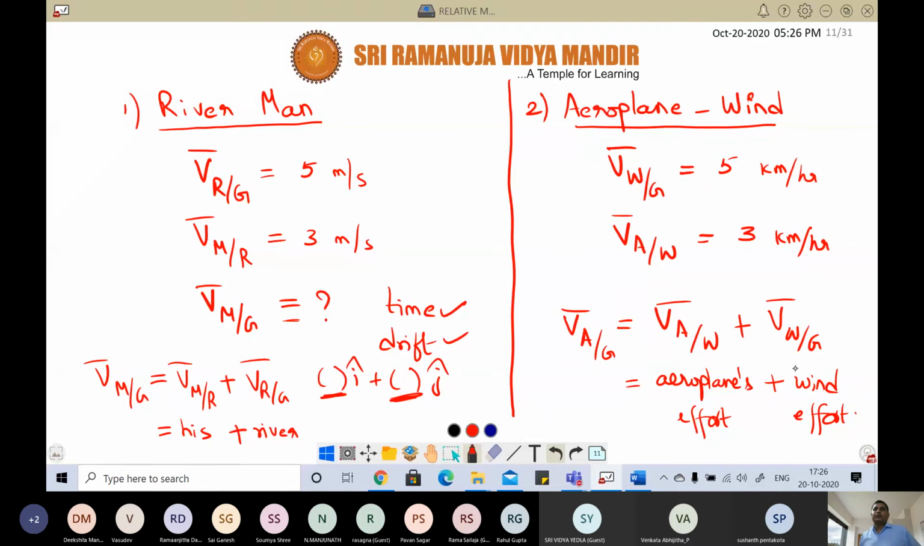Once you understand this, the given velocities: wind velocity is always taken with respect to ground, and aeroplane velocity is always taken with respect to wind, similar to the river case. So now let us see one interesting problem.